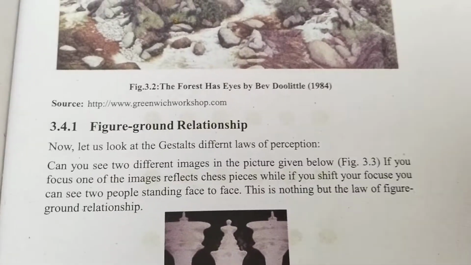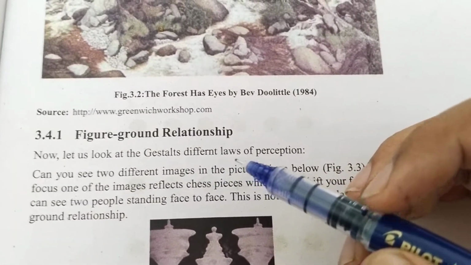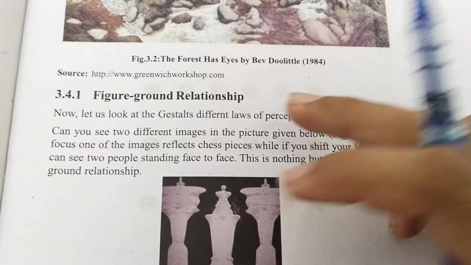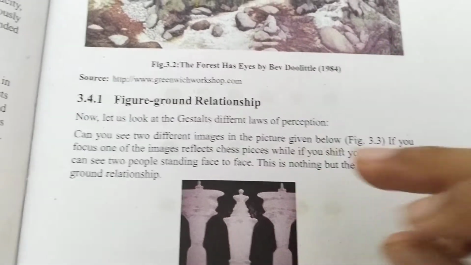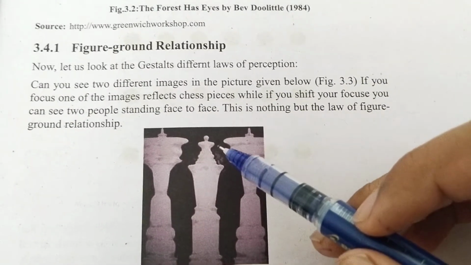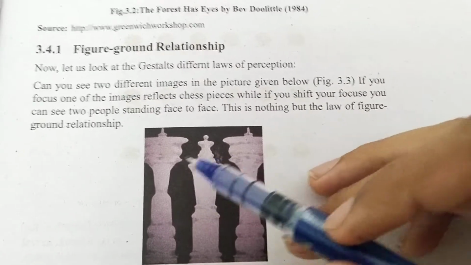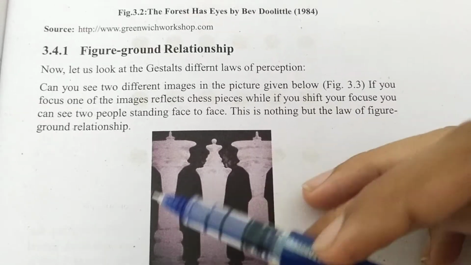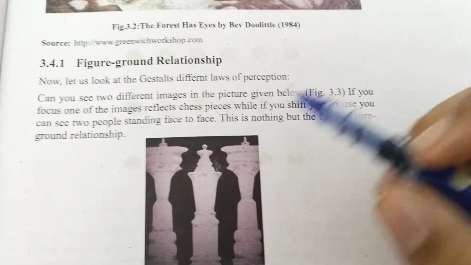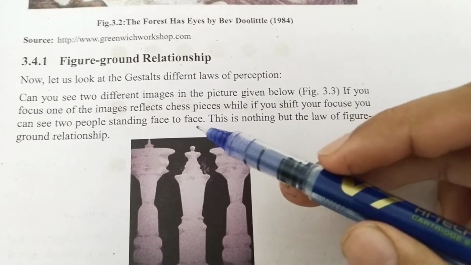Now moving on, figure ground relationship. Let us look at Gestalt's different laws of perception, meaning how differently we perceive things. So these are Gestalt's laws of perception. Can you see two different images in the picture given below? In the first, you can see this here. This is forming a kind of nose and eyes, and it seems like two people are standing here. In the second way you see it, it feels like there are three columns, nothing else. If you focus, one of the images reflects chess pieces, while if you shift your focus, you can see two people standing face to face.